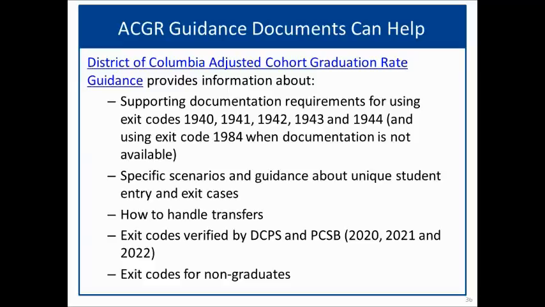And so, this is just really going through how exit and entry codes impact your adjusted cohort in terms of how OSSE calculates that adjusted cohort graduation rate. And if there are students that you believe should not be included, you really must go through the process of submitting the documentation and ensuring that we have it in a timely fashion so that your adjusted cohort is accurate.